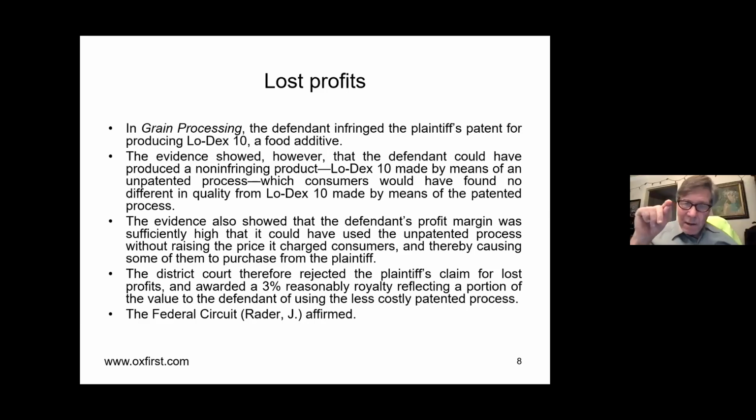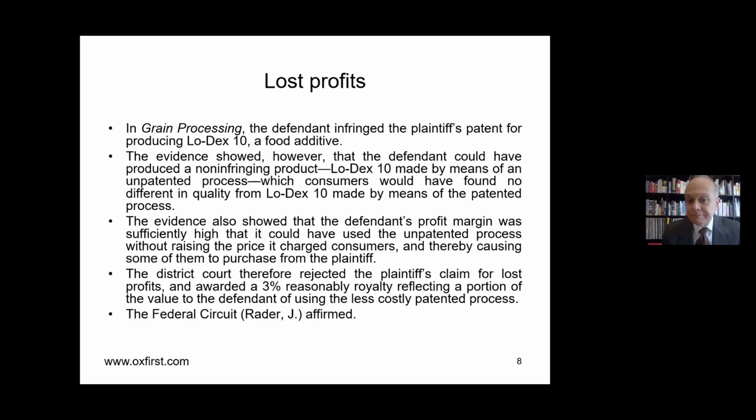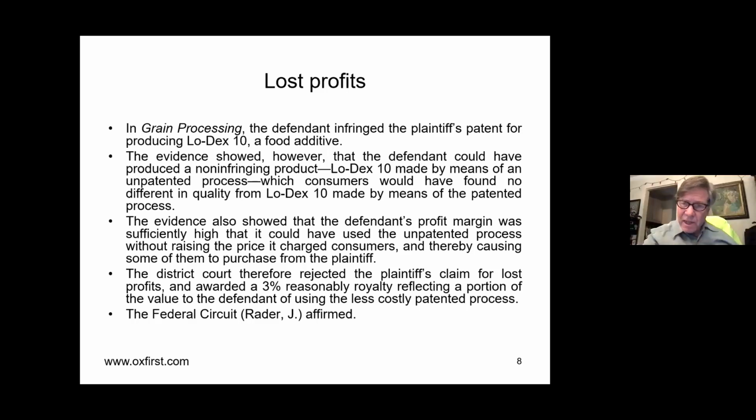Could I make one observation here, Professor Cotter? Please. The important thing about this case was that the alternative was not even on the market at the time. It was a known alternative, and the defendant could have shifted to it quite easily, but it was not even on the market. The key finding here is that it could easily shift.